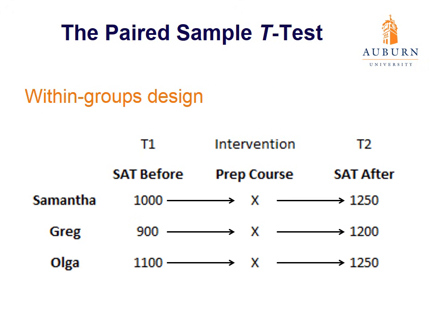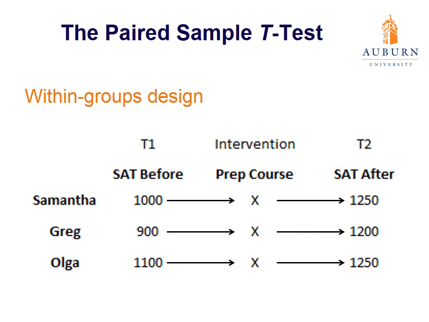So by way of example, let's say we wanted to know if a prep course for the SAT would actually increase SAT scores. And so we may have 3 participants. We have Samantha, we may have Greg, we may have Olga, and we may just have them go into a room and we give them the SAT. So no preparation or anything, we just give them the SAT and say, here you go, let's see how well you do. And then following that measurement of the SAT, we might give them an intervention. In other words, we give them the prep course.